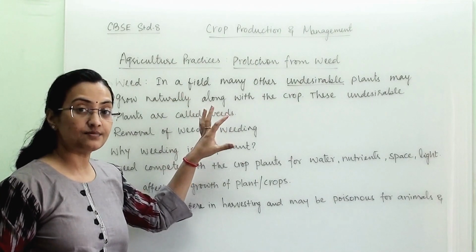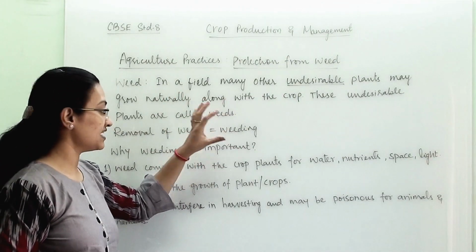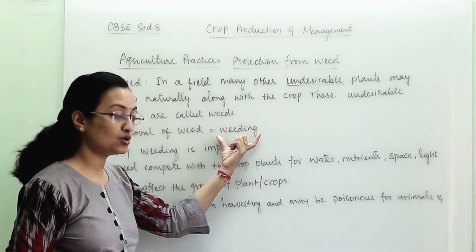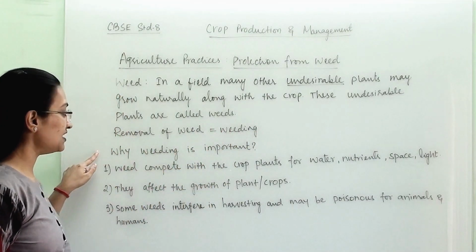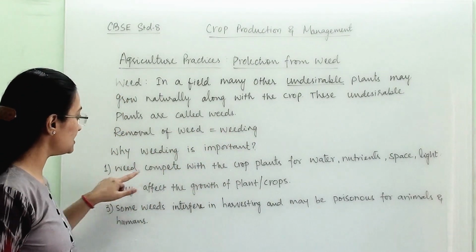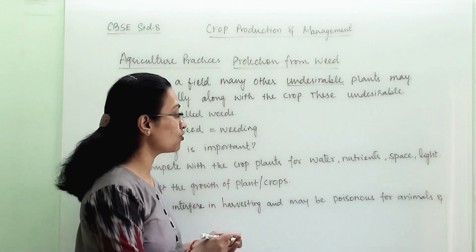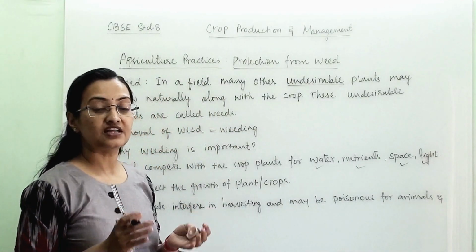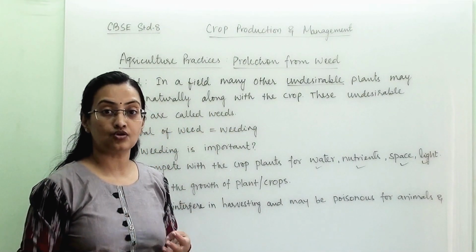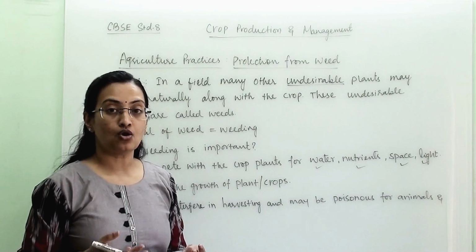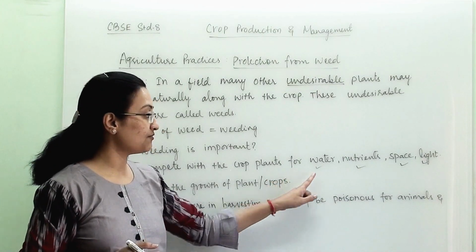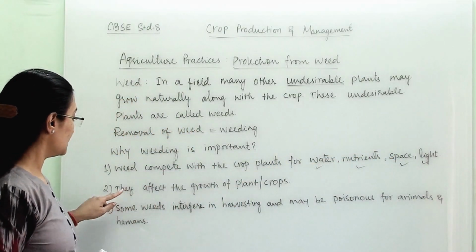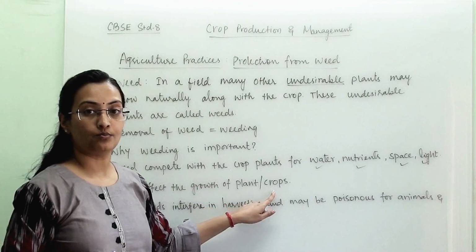So these are undesirable and naturally growing plants, and removal of weed is very important. Removal of weed is known as weeding. Now why is weeding very important? Because weeds compete with the crop plants for water, nutrients, space and light. So whatever fertilizer and nutrients we are providing to the crop, they are also utilizing them along with the crop. So the crop will not get sufficient water, nutrients, space and even sometimes sunlight. They affect the growth of the plant and crop.